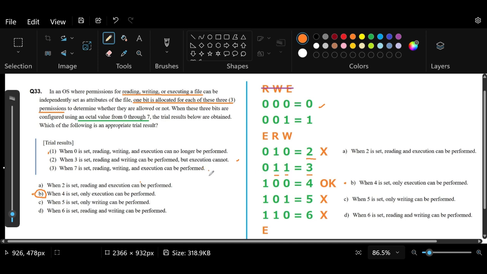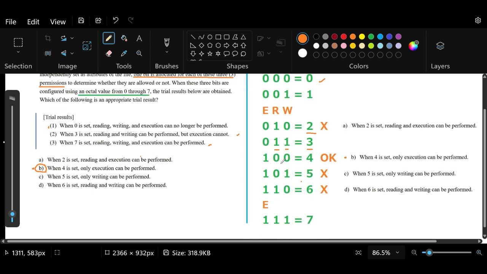What about when 7 is set? When 7 is set, it says that reading, writing, and execution can be performed. So if we look at this, it seems that our new sequence, our new order, is still satisfied, right?